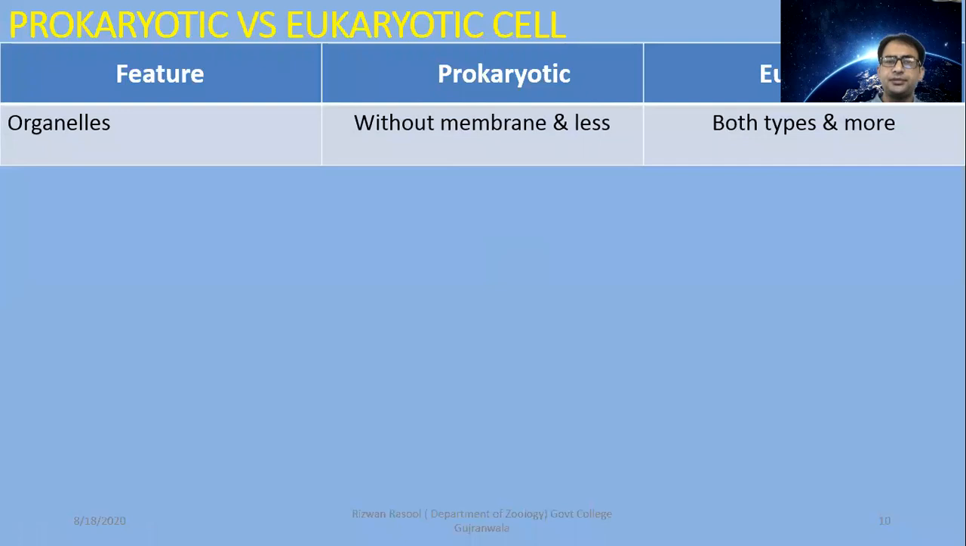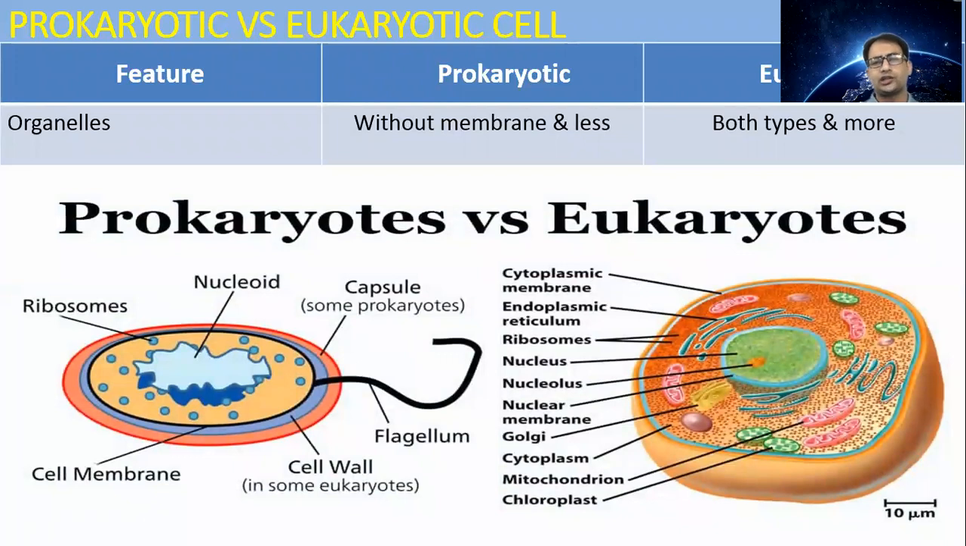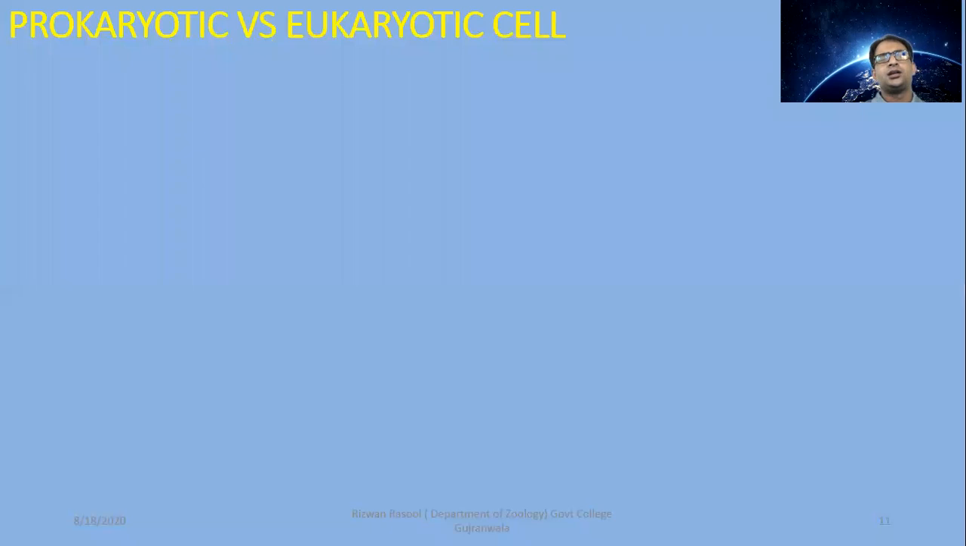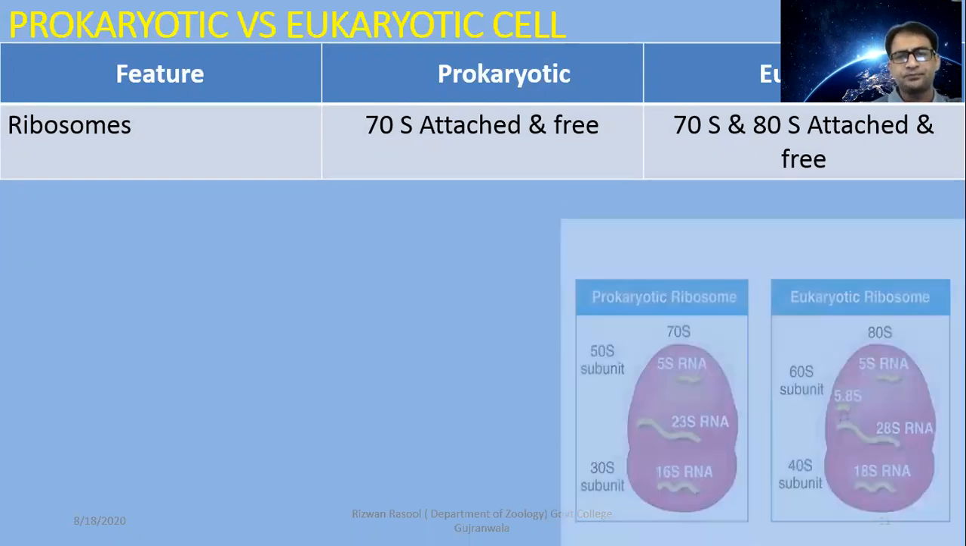इसके अलावा इनका नंबर भी वेरी करता है. प्रोकैरियोटिक सेल्स दे आर हैविंग लेसर नंबर ऑफ ऑर्गेनेलिज एज कंपेयर्ड टू यूकैरियोट्स. यूकैरियोट के ऑर्गेनेलिज की टाइप्स, इनका नंबर, उसमें वैरायटी ज्यादा है. Furthermore, ribosomes they are smaller size 70s and attached as well as free in prokaryotes, but eukaryotes they may have 70s as well as 80s ribosomes which may be attached as well as free.